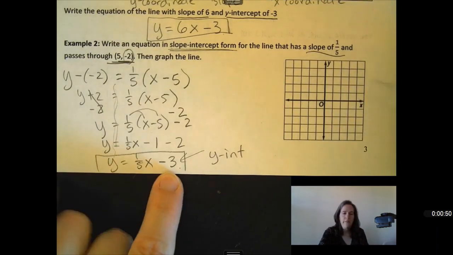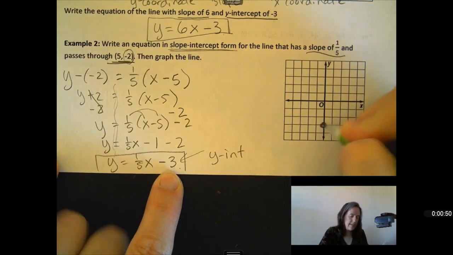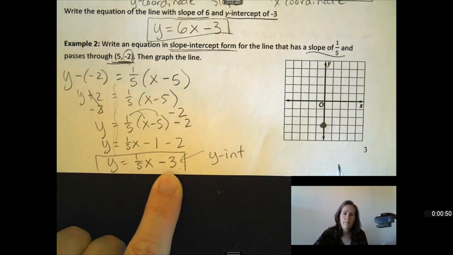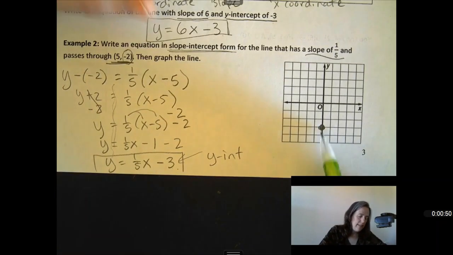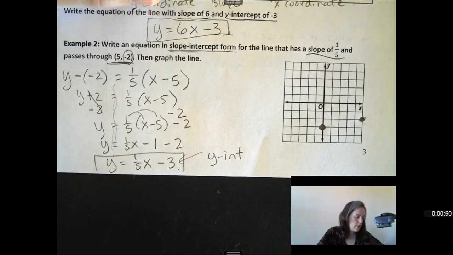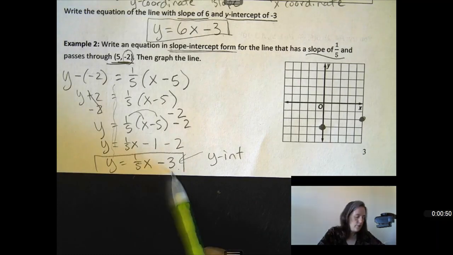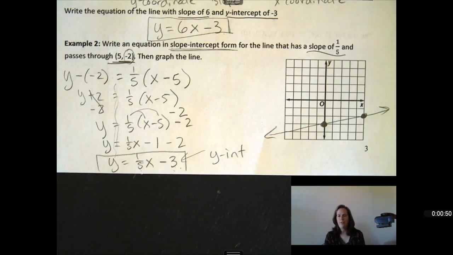It crosses at -3. So on -3, we'll make our first point for this line. Then from that point, we use the slope, which is 1/5. Rise 1, run 5. And that's where we draw the second point on that line. So you start with your y-intercept, and then use your slope to find a second point. And then you can sketch that in. If you have a ruler and you like to make nice straight lines, definitely do that.